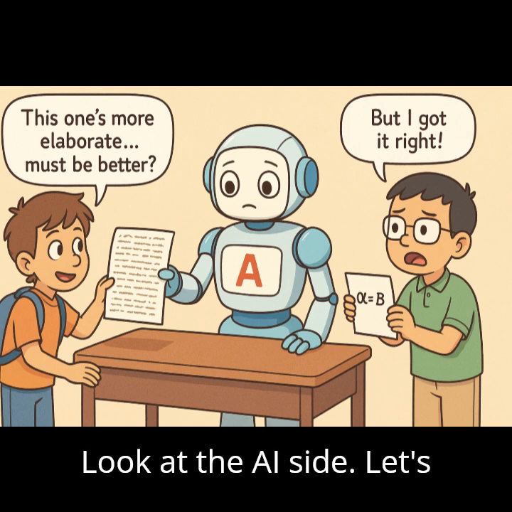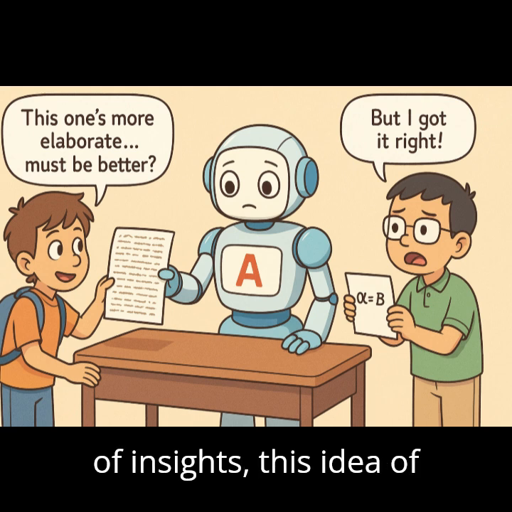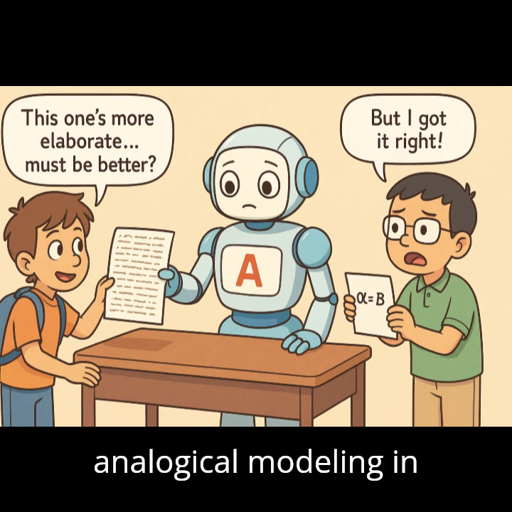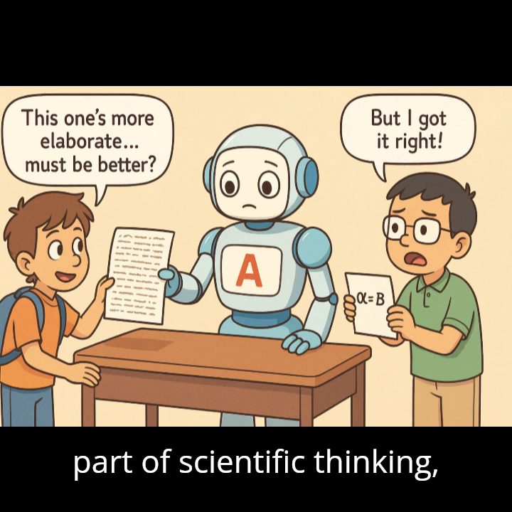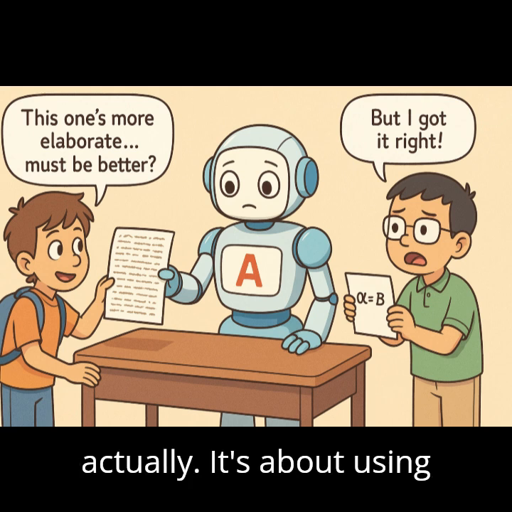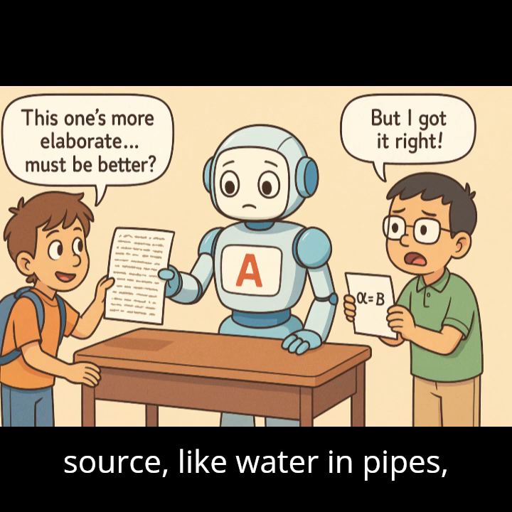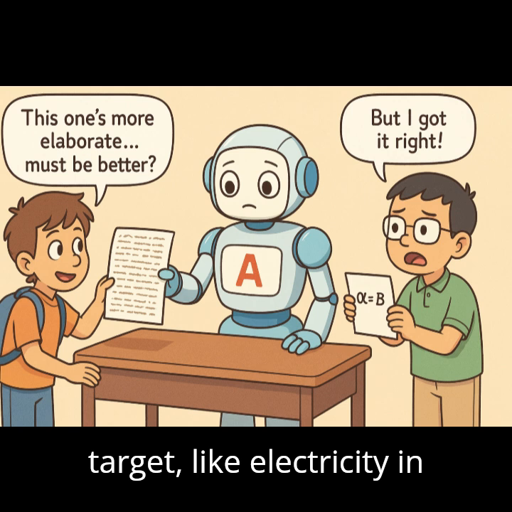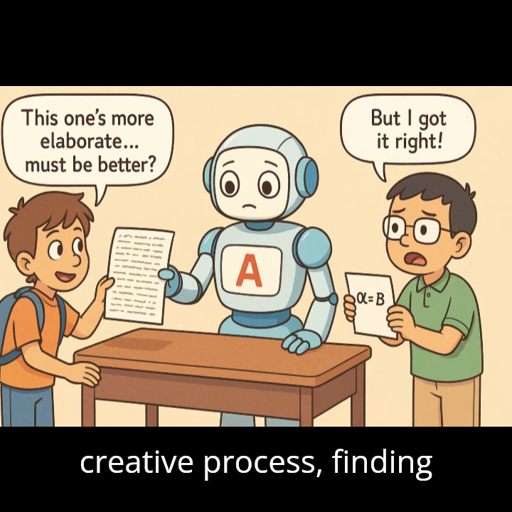Okay, fascinating look at the AI side. Let's pivot now to our second set of insights, this idea of analogical modeling competence. What exactly is analogical modeling in science? It's a really core part of scientific thinking, actually. It's about using similarities. You take something familiar, the source, like water in pipes, and use it to understand something new or abstract, the target, like electricity in wires. Okay, like that classic water analogy. Right. It's a creative process, finding those connections.